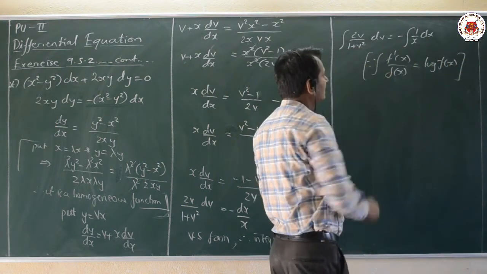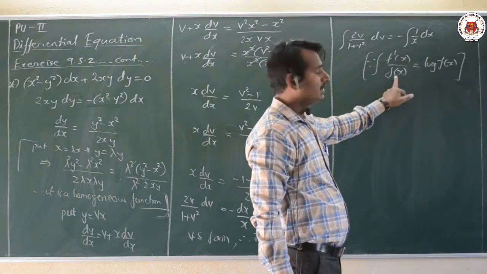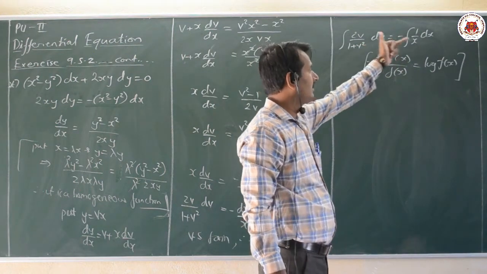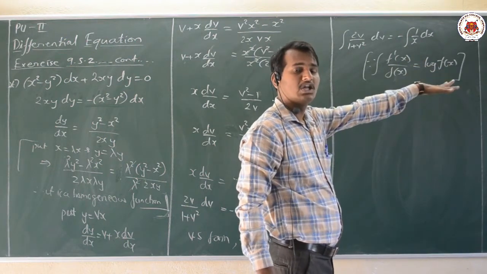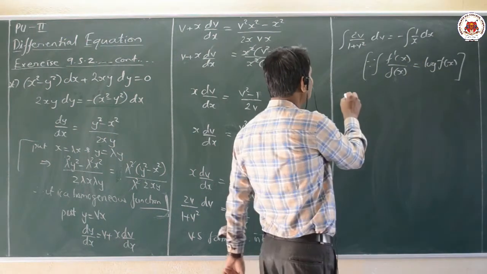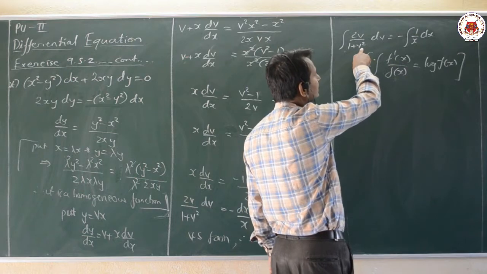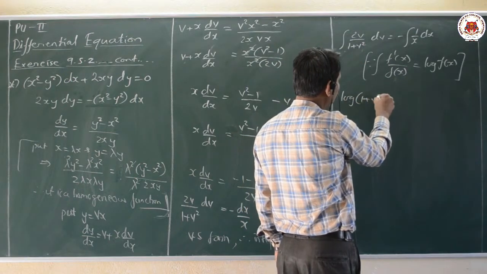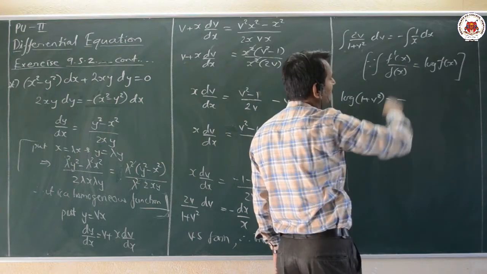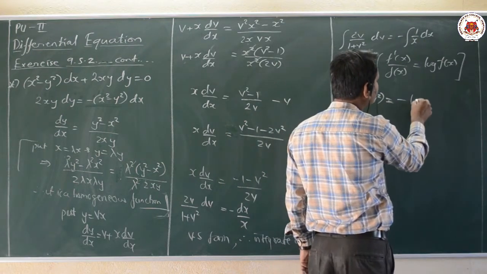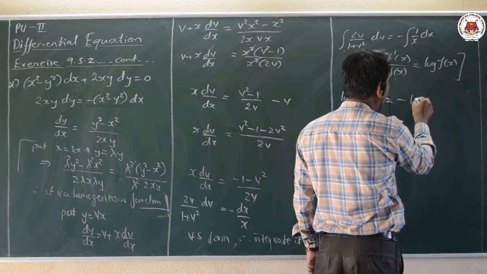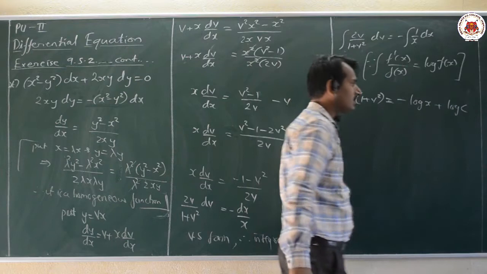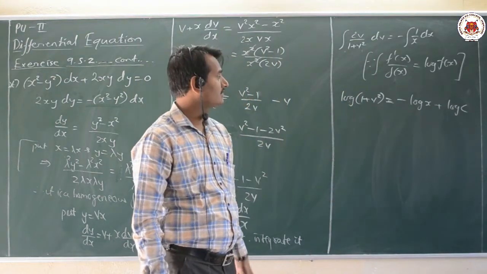Because differentiation of the denominator is the numerator. If f dash is the differentiation of f, then that integral value will be log of f of x. So what we get: 1 plus v square, differentiation is 2v. Therefore log of 1 plus v square equals minus 1 by x. Integration of minus 1 by x is nothing but minus log x, plus an integral constant, which is log c.